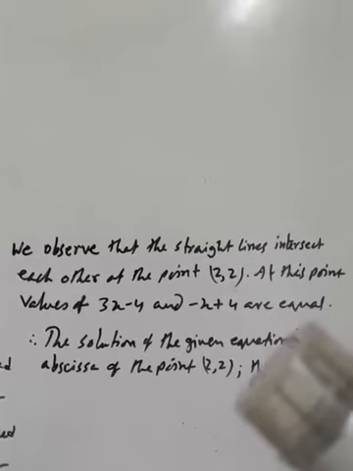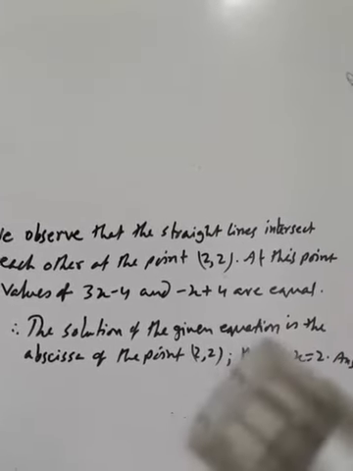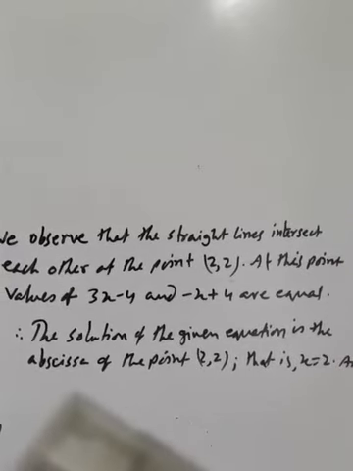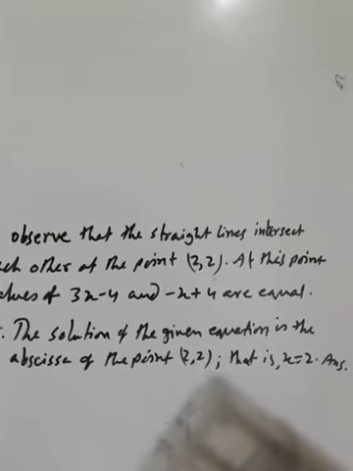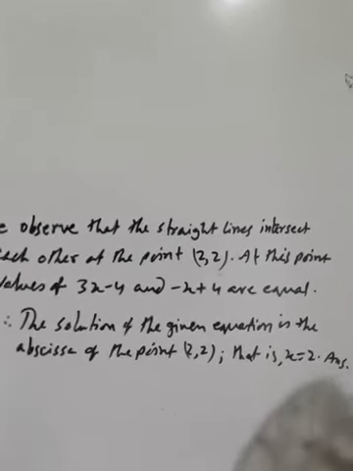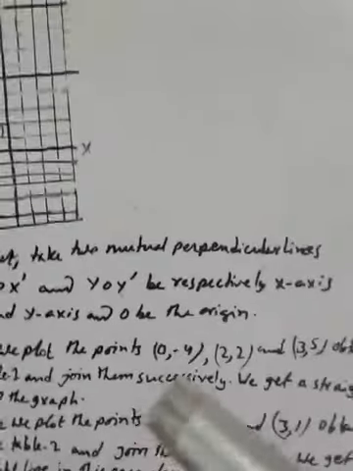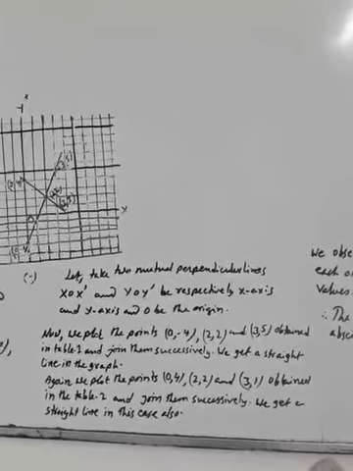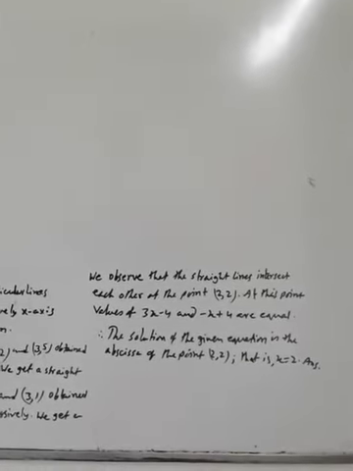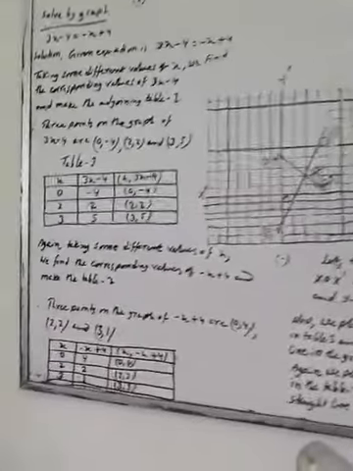Note the statement. You have to write the statement like this. The solution of the given equation is the abscissa of the point (2, 2), that is x equals 2. The answer is x equals 2. So note the statement. Note this in your copy, this statement and this. And I think you already understood what I said.